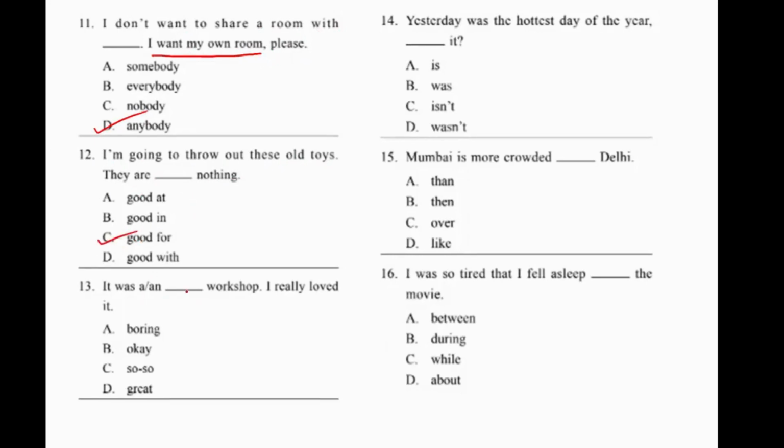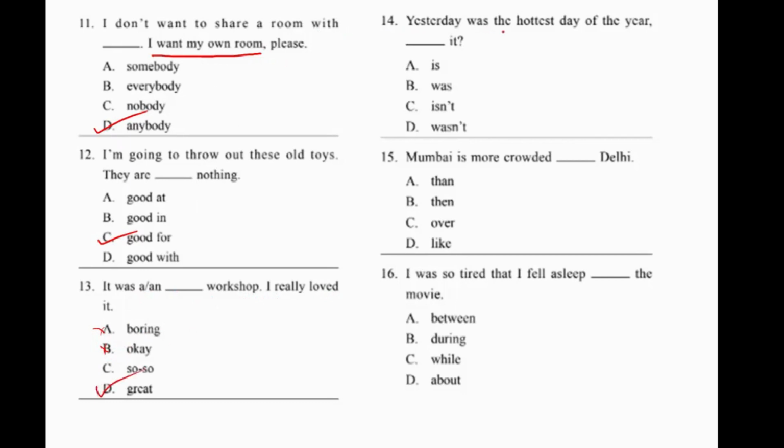It was a or and dash workshop. I really loved it. So when you loved it, it must be something good, right? So it can't be boring, it can't be okay, it can't be so, right? It is great. It was a great workshop. I really loved it. So option D is our correct answer.